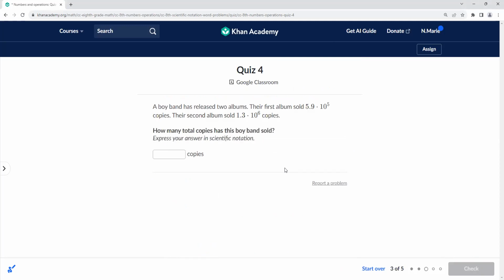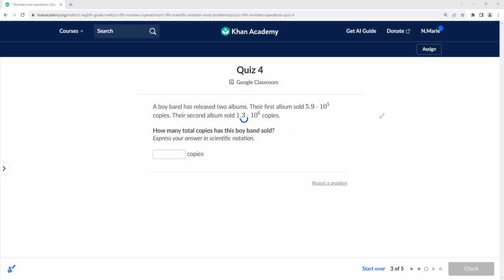Let's skip this. A boy band has released 2 albums. Their first album sold that many copies. Their second, that many. How many total? Okay, well, let's try Khan Academy's way. I would just put this in standard notation, add it, put it back in scientific notation, but let's do it the way Khan Academy does.